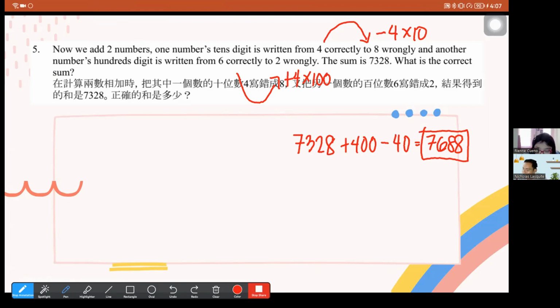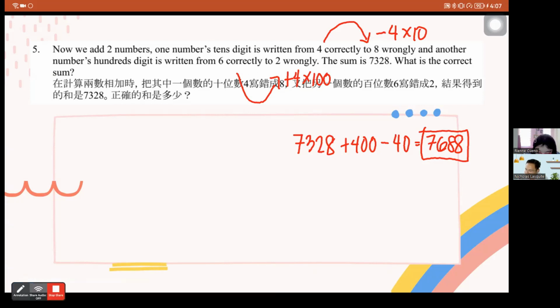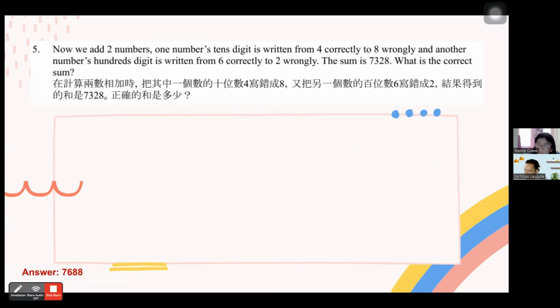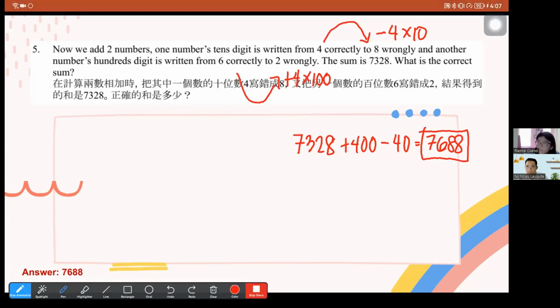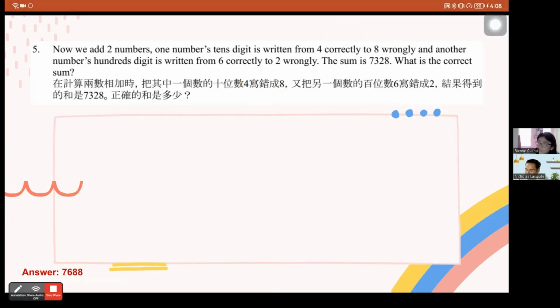So again, the reason why it's negative 4 and this is plus 4 is that he wrote 8 instead of 4. So the difference is negative 4, so we should decrease it by 4. The other one, he wrote 2 instead of 6, so we should have plus 4. Since the plus 4 is in the hundreds digit, it's 4 times 100. And the other one is negative 4 times 10. Okay, let's go to the next question. Okay, we have the same answer here. It's 7688. Okay, let's have number 6.